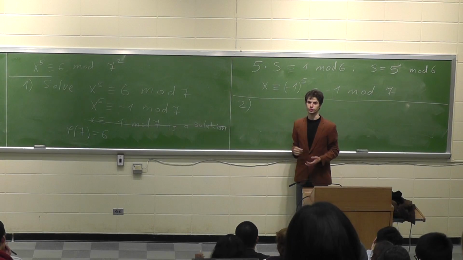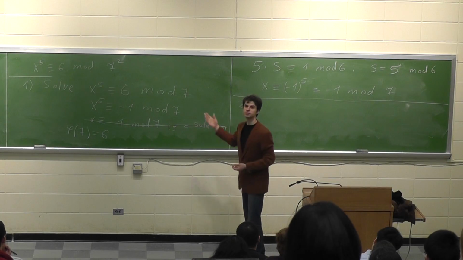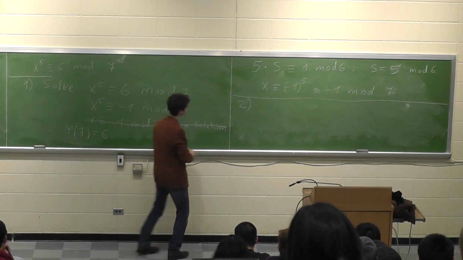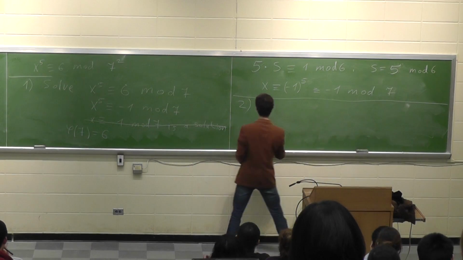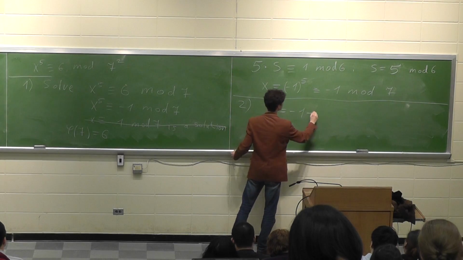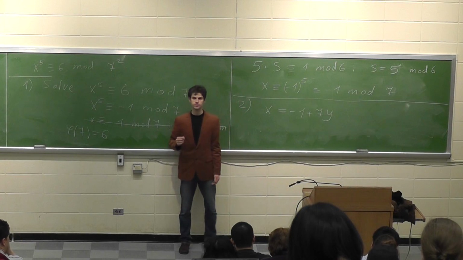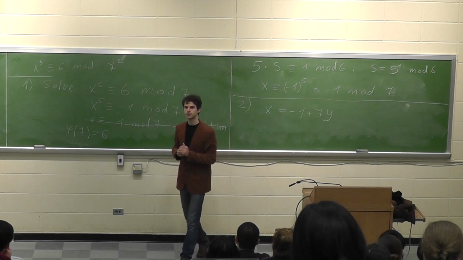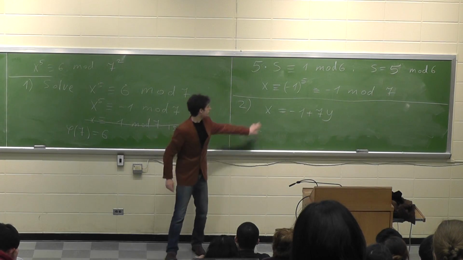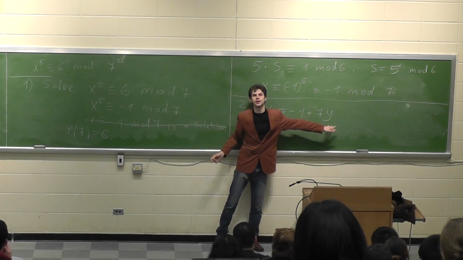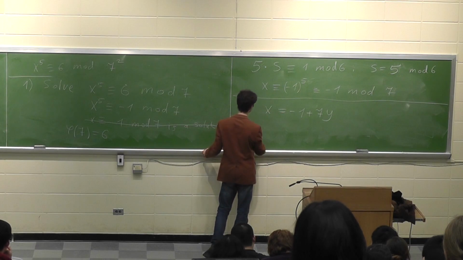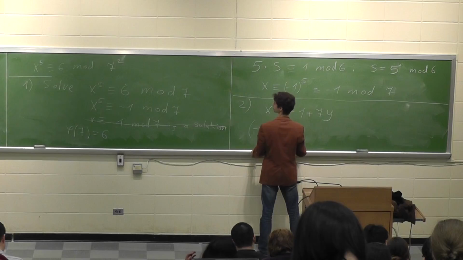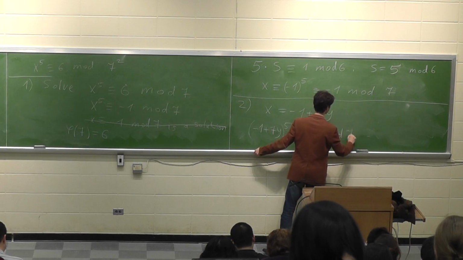Now, next, I want to solve the original congruence. But I already know something about its answer. Whatever answer I have to this problem, I know that it will be minus 1 modulo 7. So let me write it in this way: x is minus 1 plus 7 times y. I just proved this. I solved this congruence modulo 7, so I know that x is minus 1 plus 7 times y, for some integer y. Now let me go back to the original question and rewrite it in terms of the new variable y. So I will be solving minus 1 plus 7y to the power of 5 is congruent to 6 modulo 7 squared.